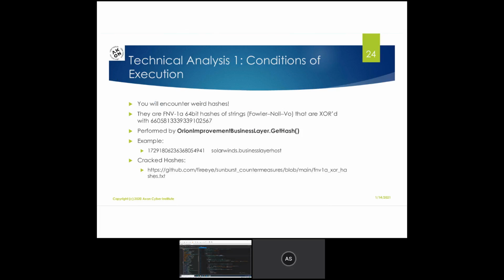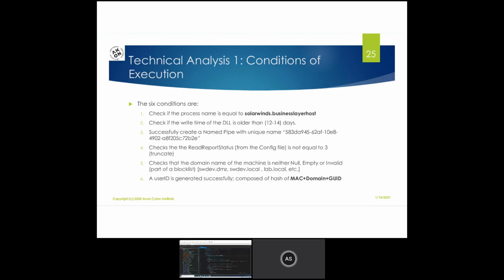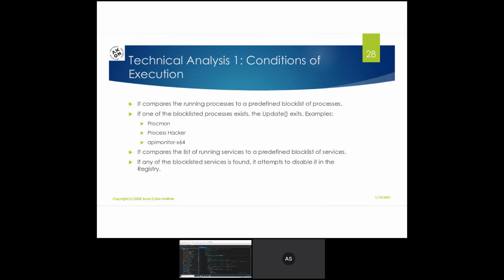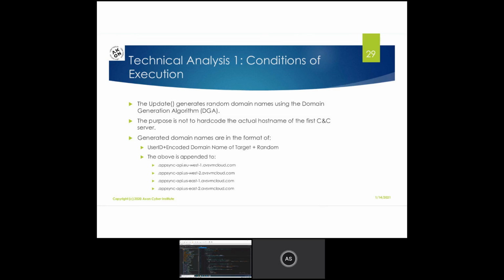Let's go back to the slide here to show you exactly what kind of generated host name there is. It generates a host name using the user ID, the encoding of the domain name, and some random number, and then appends it to one of these subdomains and domain names: AppSync, API, EU West or US West or US East or US East 2. And then the final portion is static, avsvmcloud.com. This is the main domain used by the attacker.